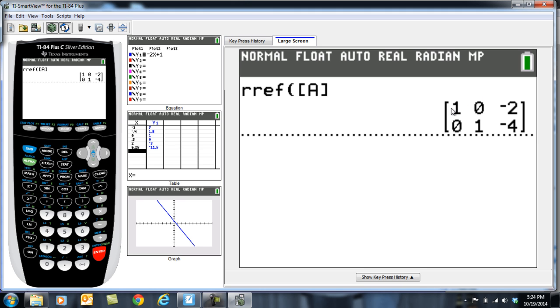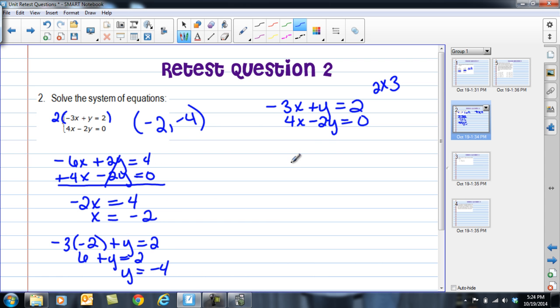this part I don't need. The 1s and 0s just tell me that I said that it's correct. Here's my solution, negative 2, negative 4, which you'll see is what we got when we did elimination. Either method works. You can use whatever method you want when you solve, but there's 2 of them.